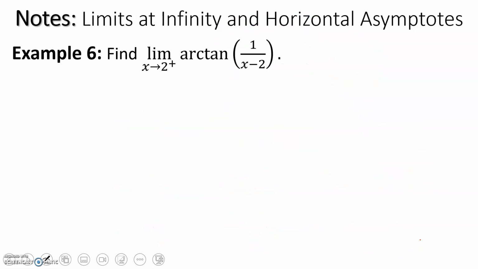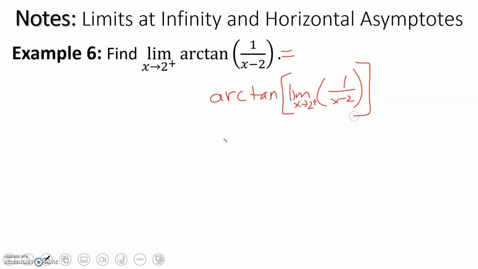All right, let's look at this one. Example 6. Find the limit of the arctangent of 1 over x minus 2 as x approaches 2 from the right. Okay, so mathematically speaking, this then becomes the limit of this inside function. So I'm going to rewrite this. Arctangent of the limit of 1 over x minus 2 as x approaches 2 from the right. And then this will be the arctangent of whatever this is.